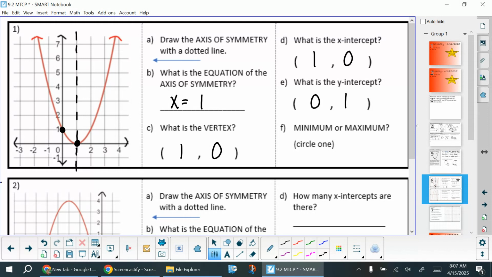And then does it have a maximum or a minimum? If I look at this point, the vertex is currently the lowest point on the graph, so it is a minimum.